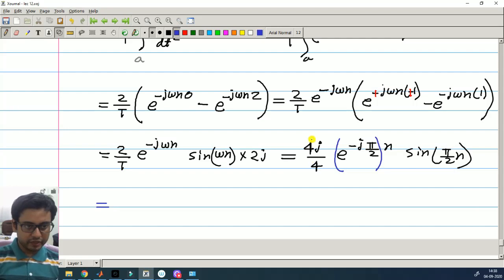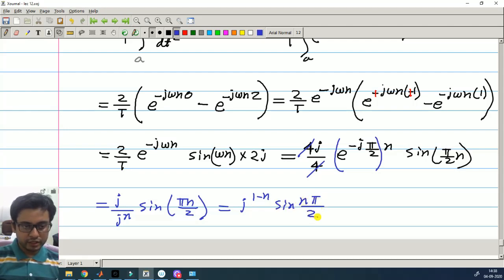So this is becoming 1 over j, e to the power minus j pi by 2 is same as 1 over j to the power n, sine pi n by 2. Now this is same as j to the power 1 minus n, sine n pi by 2. This is Cn double prime.